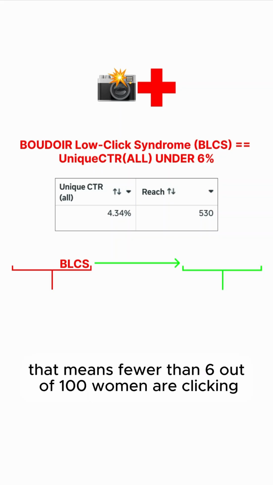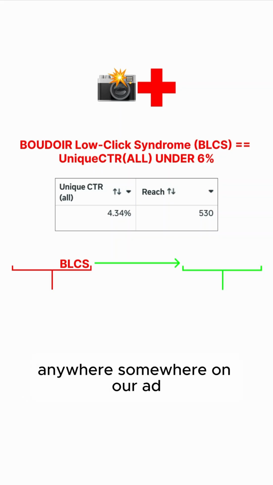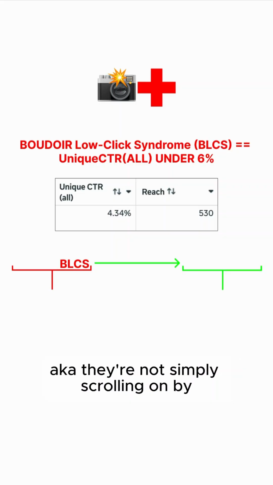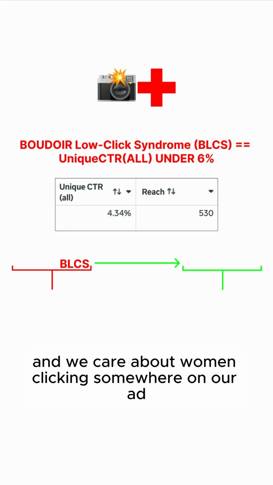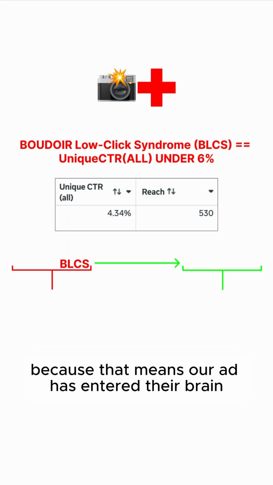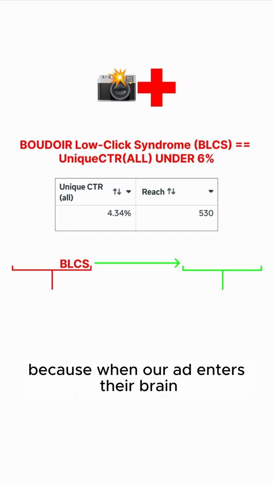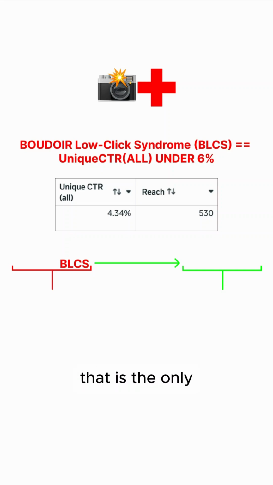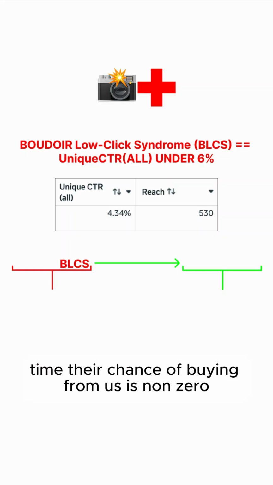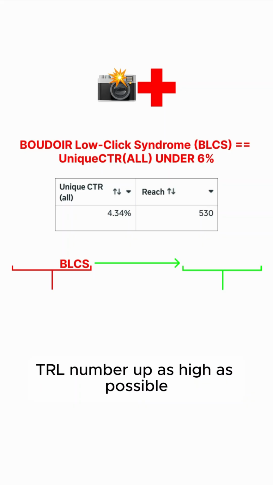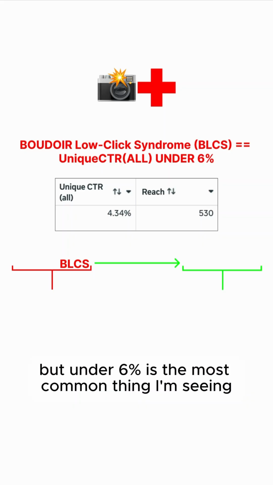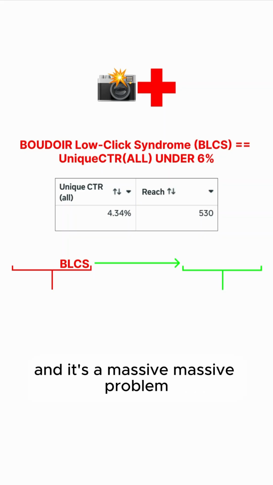That means fewer than 6 out of 100 women are clicking somewhere on our ad, aka they're not simply scrolling on by. And we care about women clicking somewhere in our ad because that means our ad has entered their brain. And that is the only time their chance of buying from us is non-zero. So we got to get this unique CTR all number up as high as possible, but under 6% is the most common thing I'm seeing, and it's a massive, massive problem.